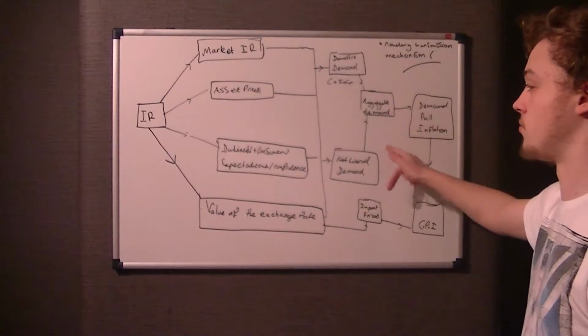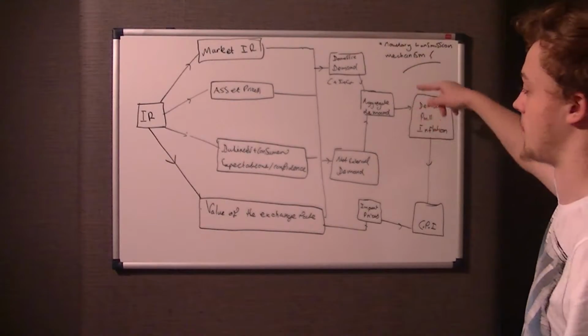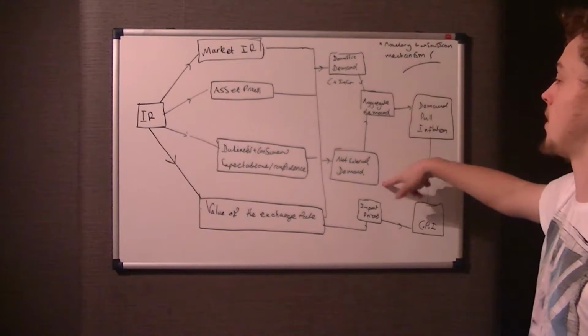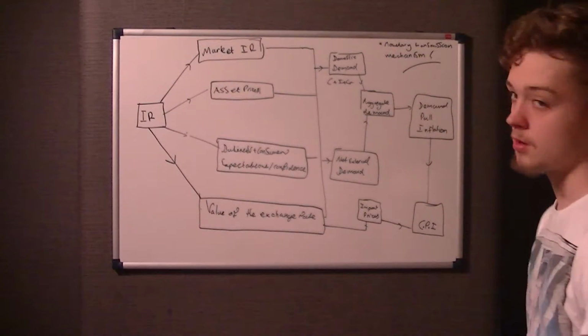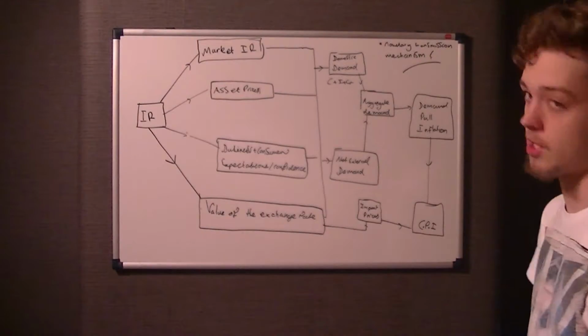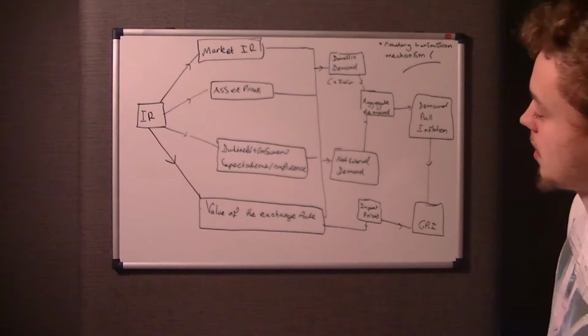Net external demand doesn't really have an effect on this path, as discussed before. So both of these decrease in the end. We decrease aggregate demand, decrease demand pull inflation, and decrease the consumer price index, which is just the measure of demand pull inflation.